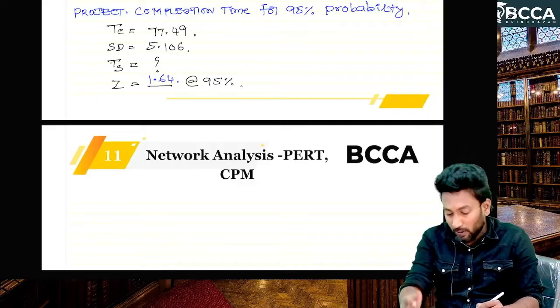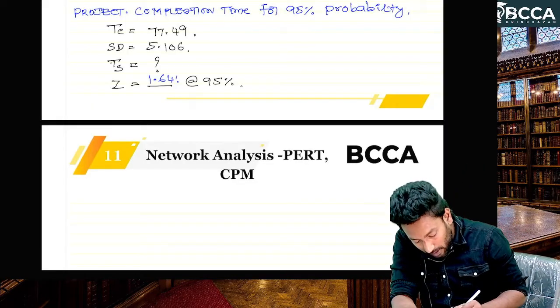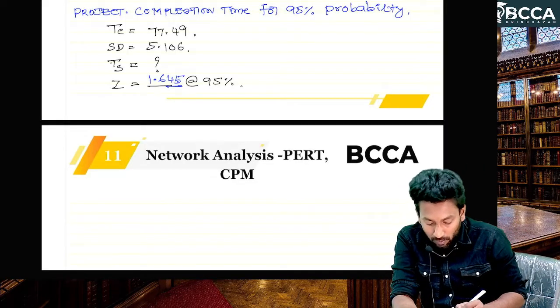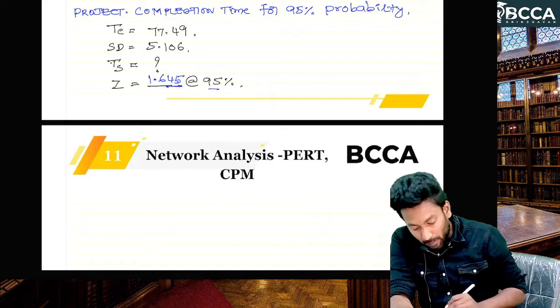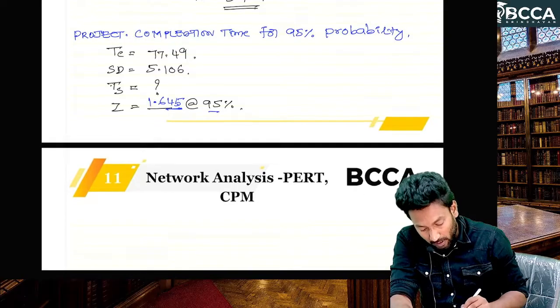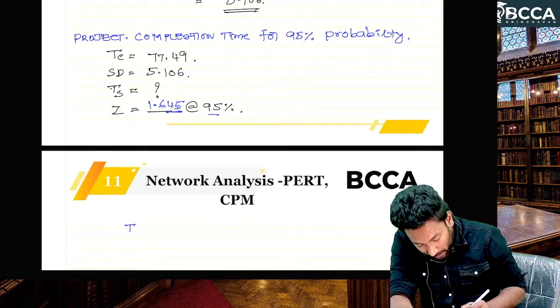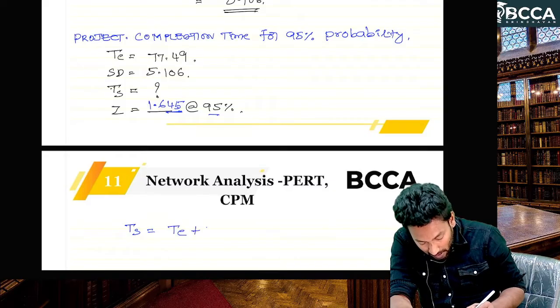Anyway, this value will be given in the question, but in this particular question we don't have that value. In the examination they will give you that z value. At 95% of probability the z value is 1.645. Now our stipulated time Ts is equal to Te plus z into standard deviation.